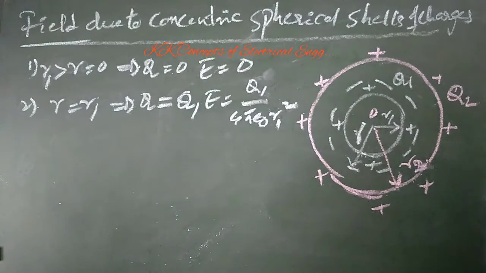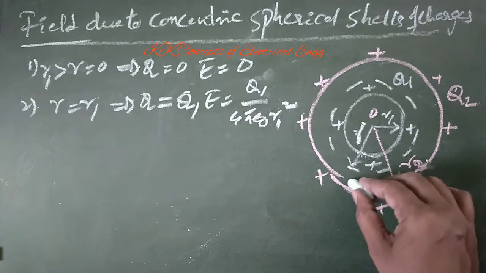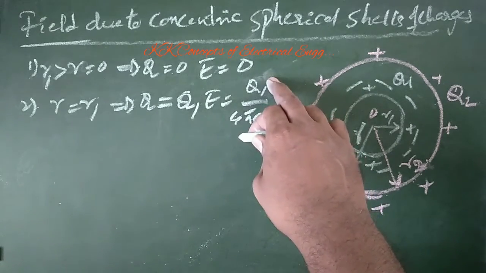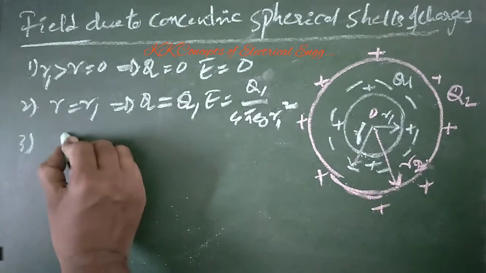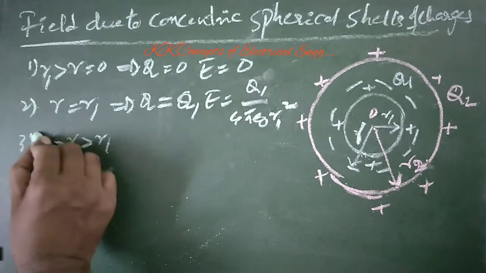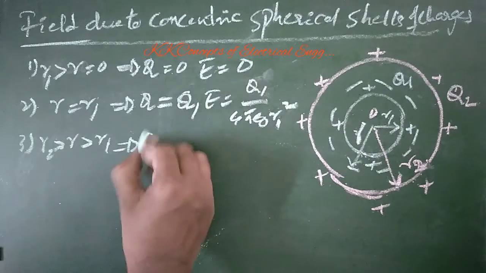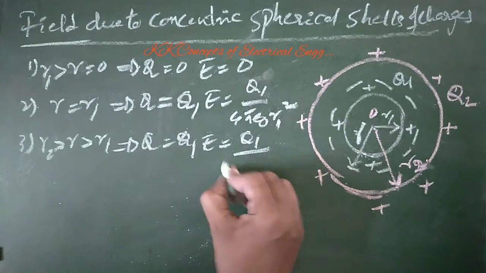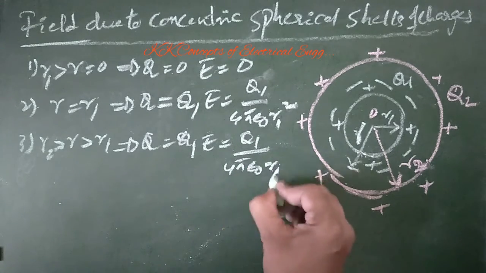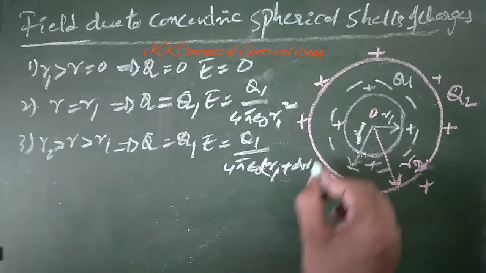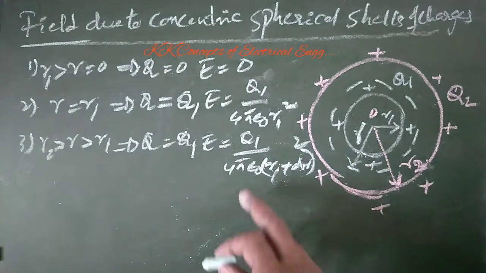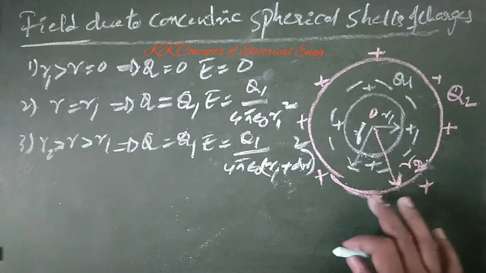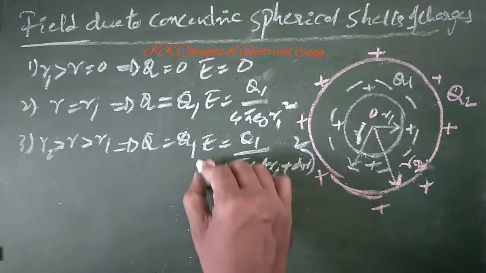When you move from the inner shell surface towards the outer shell surface, the radius r1 is going to increase, and the charge will remain constant. So in the third case, that is r greater than r1 and less than r2, the charge is q equals q1, but E equals q1 by 4 pi epsilon naught (r1 plus dr) square, which is increasing. As the denominator increases, the total value decreases. So when you move from the inner shell to the outer shell, the value of E is going to decrease.